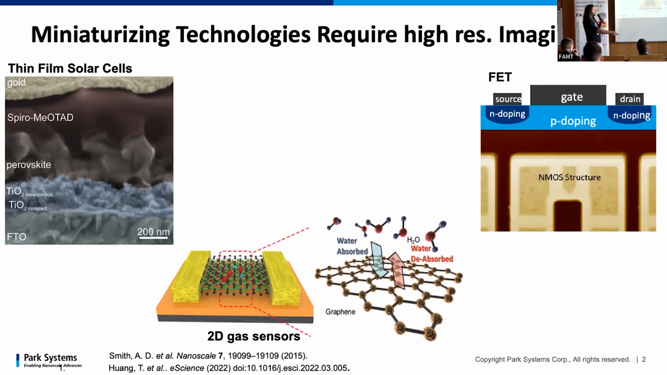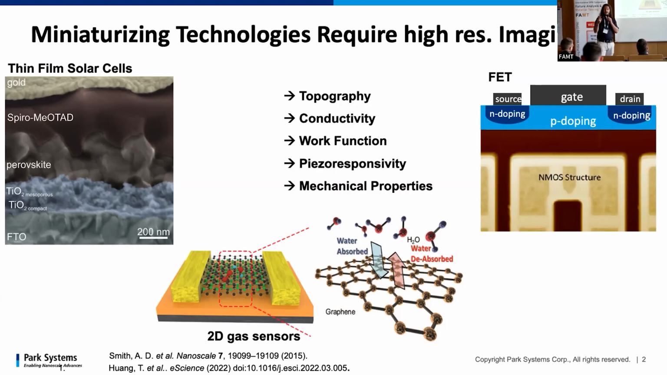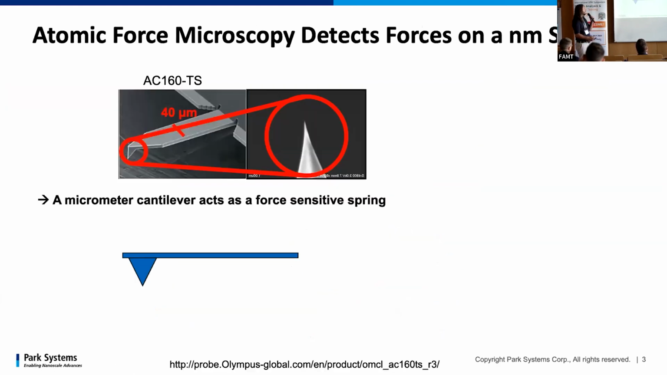And all of them have in common that we need to understand, map, and ideally quantify different properties, be it the topography, the conductivity, work function, or mechanical properties. Thankfully, for that, we can use atomic force microscopy, since it allows us to understand and measure forces on a nanometer scale. So this is again a brief introduction. In general, we use a micrometer cantilever that acts as a force-sensitive spring. The rear end of this cantilever is equipped with a very fine and sharp tip, where the tip apex is usually only a few nanometers in diameter, or even below 1 nanometer.